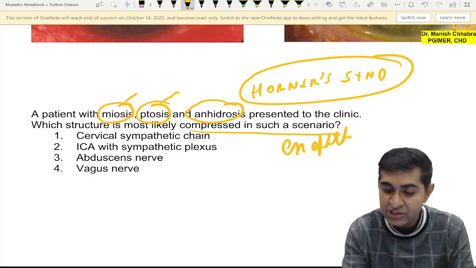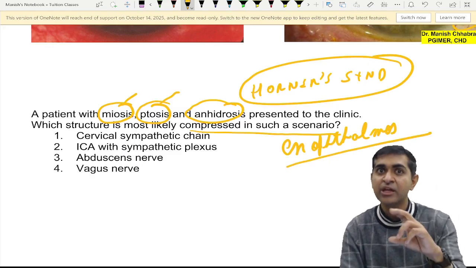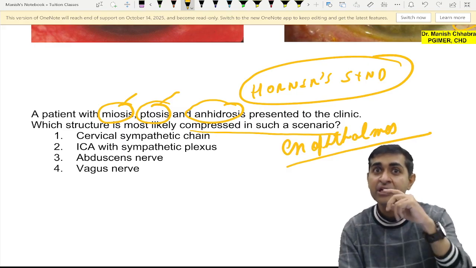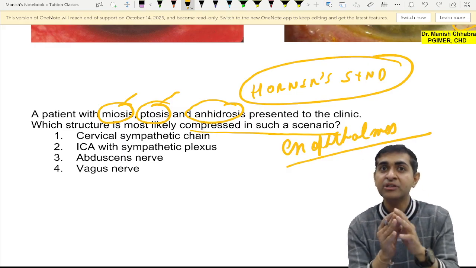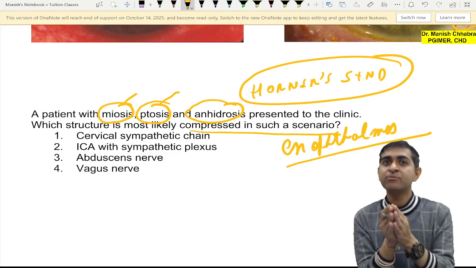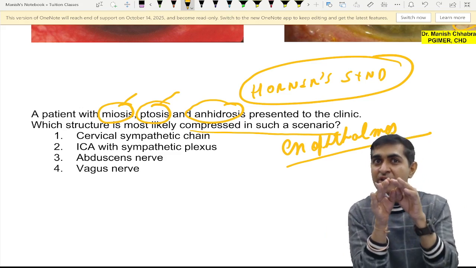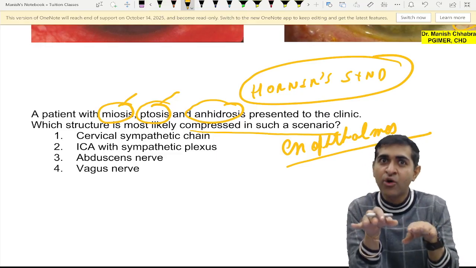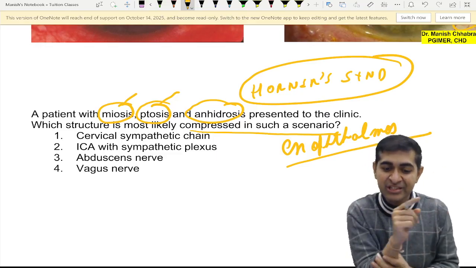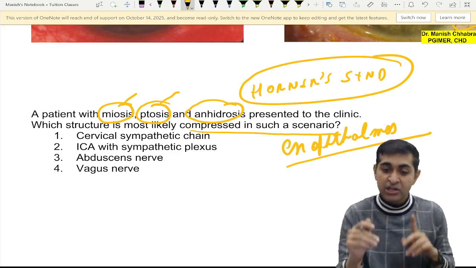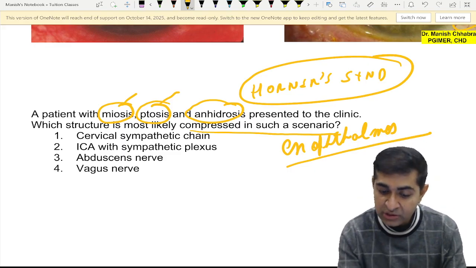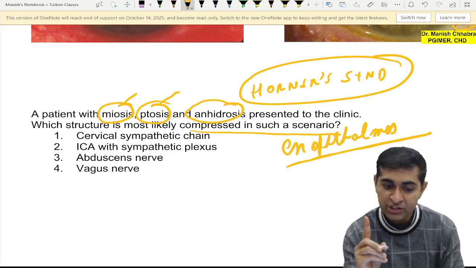But since this is your INICET exam, they have taken it a little higher. But if it had been FMG exam, NEET PG exam, they would not go up to this level, so they will restrict themselves to the basics of Horner syndrome. Because this is INICET, they have taken it to the other level. So what is that level? So they are asking about Horner syndrome.